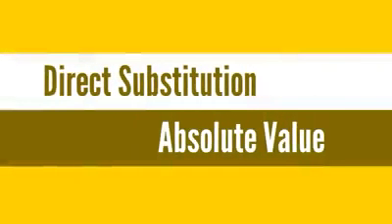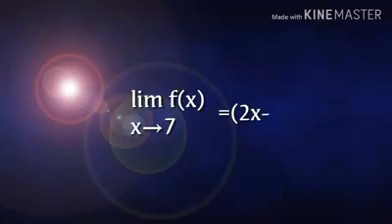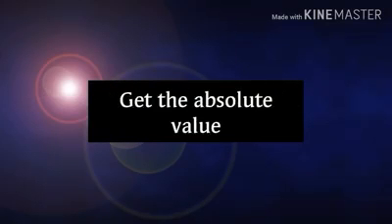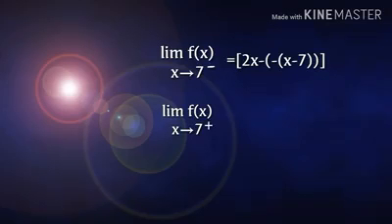Direct substitution with an absolute value equation. Limit of f of x as x approaches 7 equals 2x minus the absolute value of x minus 7. If we encounter this equation, we will first resolve the absolute value. So the limit of f of x as x approaches 7 from the left equals 2x minus negative x minus 7, and the limit of f of x as x approaches 7 from the right equals 2x minus positive x minus 7.